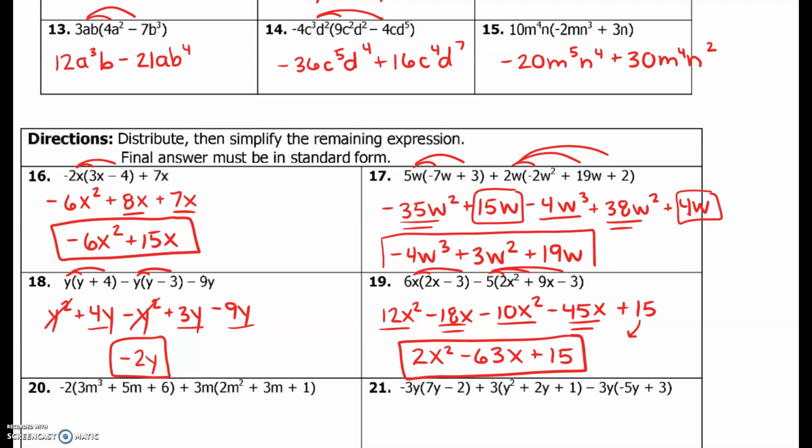I encourage you to give 20 and 21 a try. We will continue with some more practice on this multiplying concept throughout the week, and we will continue talking about multiplying polynomials and wrapping up our unit on polynomials next week.